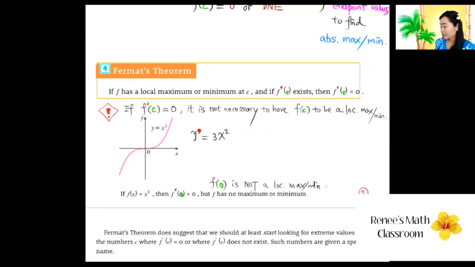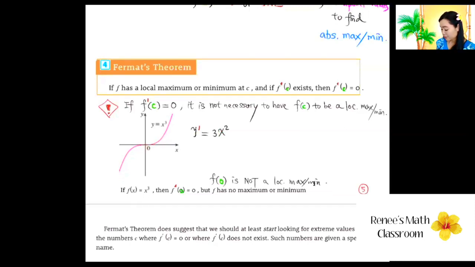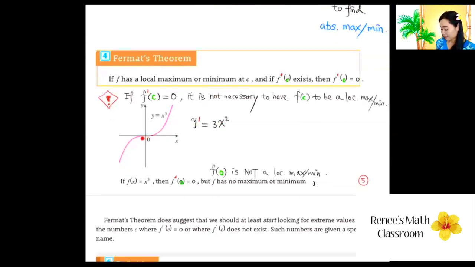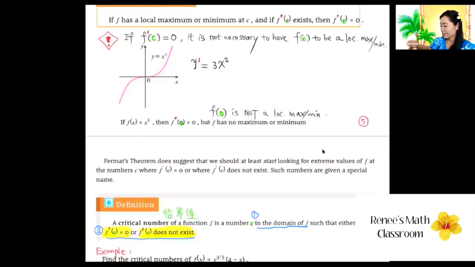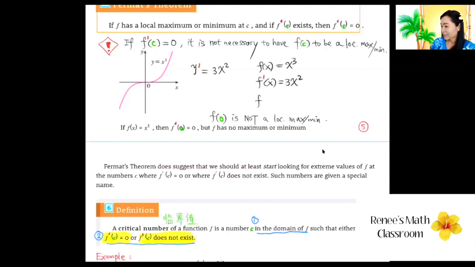So y prime is 3x squared. When you substitute 0 into x, you get y prime equal to 0. So the derivative will be equal to 0 at 0. However, f of 0, this function value, is not a local max or local min. So it goes this way, but it doesn't go the other way. So the converse of this is not true. Okay, so it only goes this way. Any questions? Okay, I will answer your question.